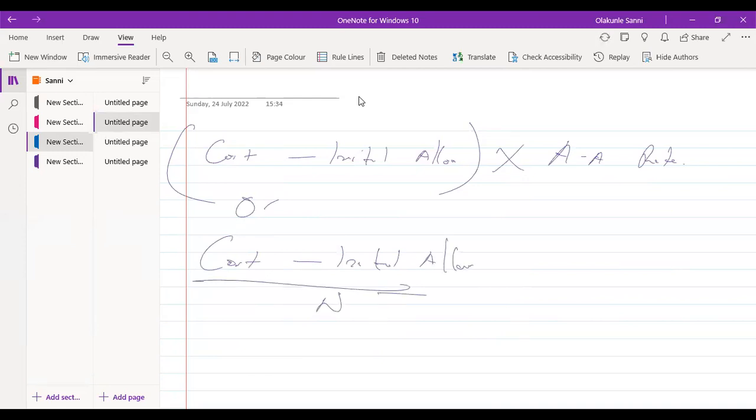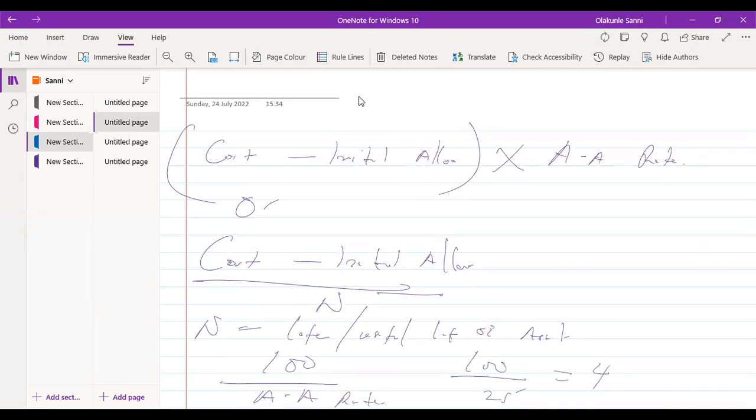Or cost minus the initial allowance, divided by N. And what is my N? N equals the lifespan or useful life of the asset. And for me to get this, it is always 100% divided by annual allowance rate. What is the annual allowance rate? The annual allowance rate is 25. No, the N is 100% divided by annual allowance rate. 100 divided by 25% will give me 4. What does this mean? It means that I can enjoy capital allowance for the next 4 years. After the 4th year, I cannot enjoy capital allowance on that asset anymore.